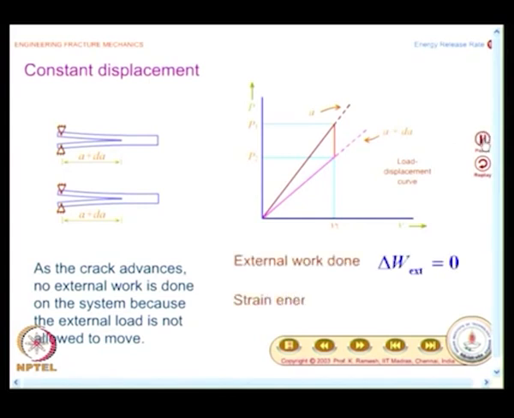First, the external work done is 0. The strain energy change is half of V1 into P2, which is the final one, minus half of V1 into P1, the initial one. In this case, it is happening at a constant displacement, so V remains the same for the final as well as initial cases. And what is the difference in strain energy? That is nothing but this triangle.